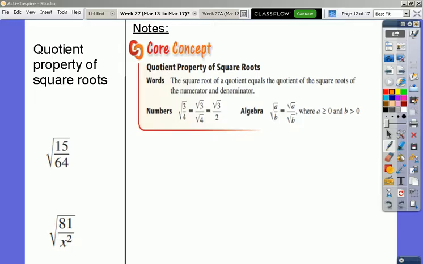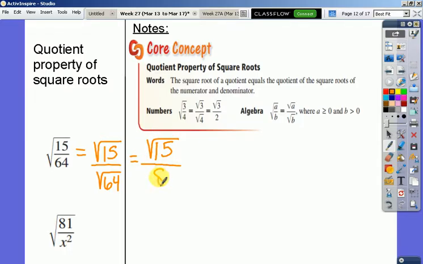So, the first one, square root of 15 over 64. Break that down into what? Yeah, square root of 15 over the square root of 64, and then you see if these will simplify. The first one won't, because it's just 5 and 3, so there's no pairs. So you just leave that alone. The second one will. So that's your answer.